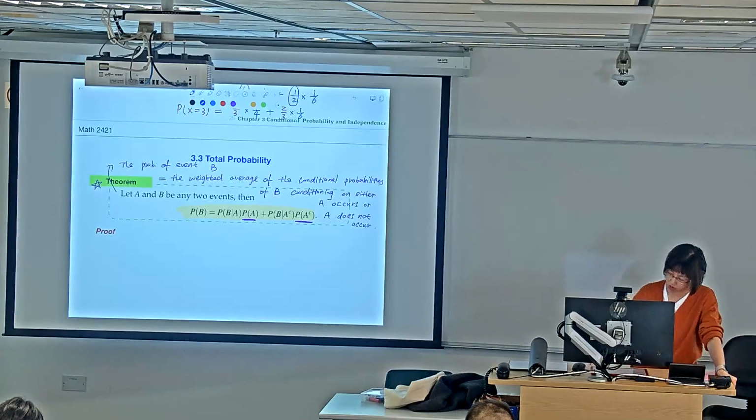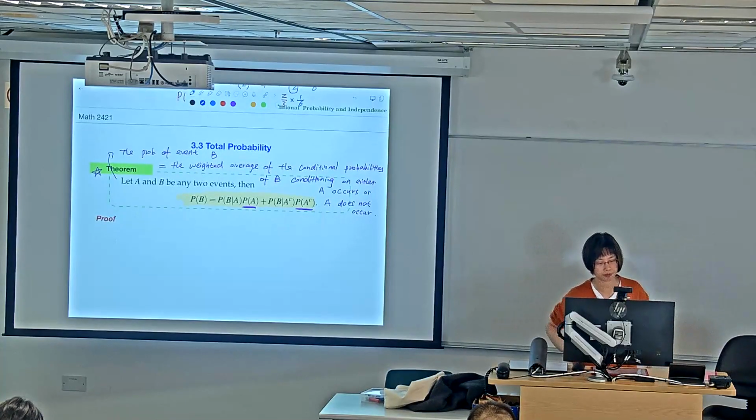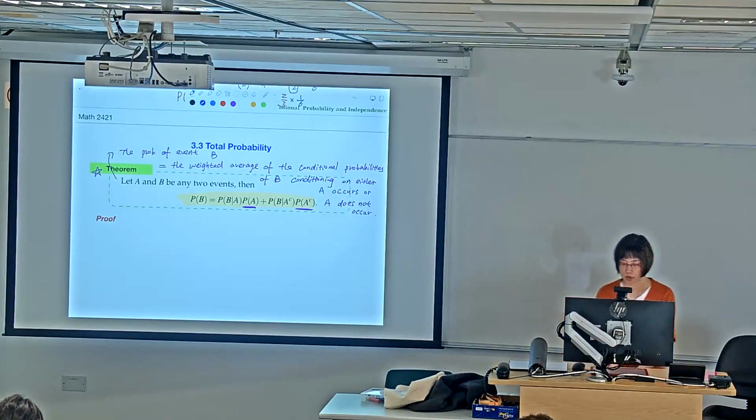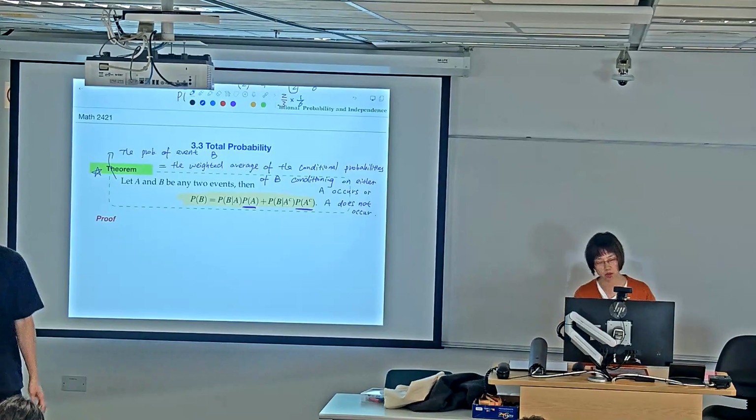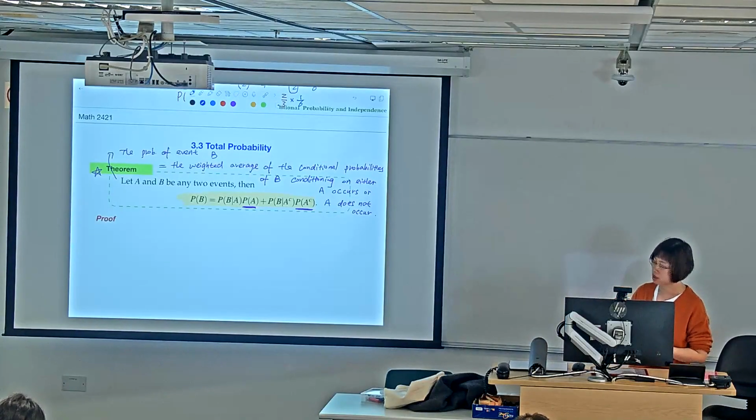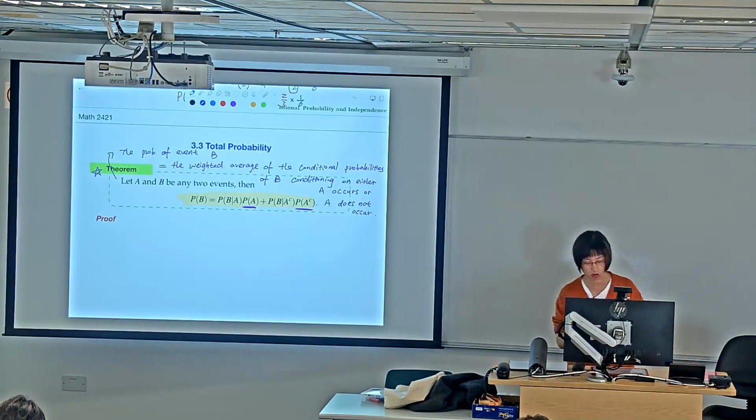Okay, so if you read this explanation in words. This is actually used for a formula in some situations where we are not able to compute the probability directly, but it's easier to do the computation once we know whether another event has occurred or not.